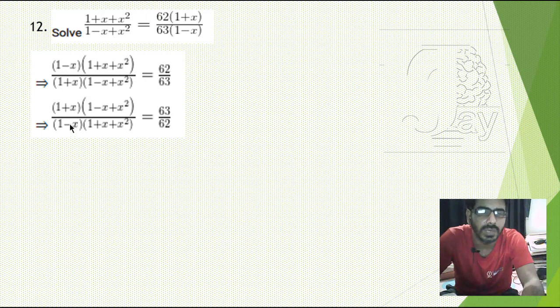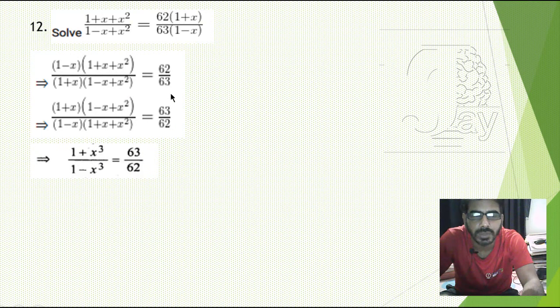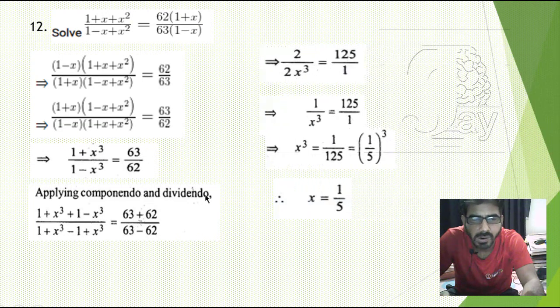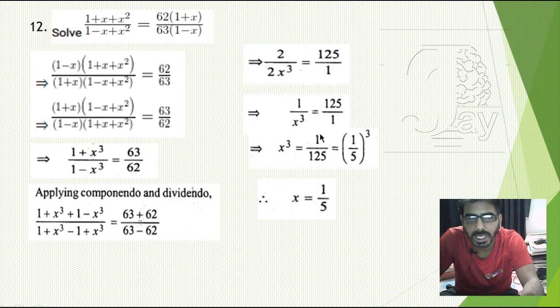So if you compare the terms here, this is a plus b into a square minus ab plus b square is a cube plus b cube. Okay, similarly here we have a cube minus b cube. So a cube plus b cube, we have 63 by 62, a cube minus b cube. Applying componendo and dividendo, what do we get? We get x equals to 1 by 5.